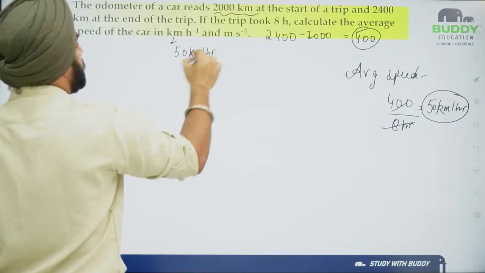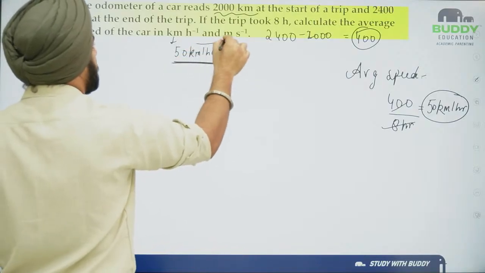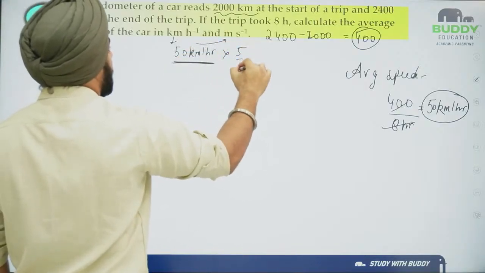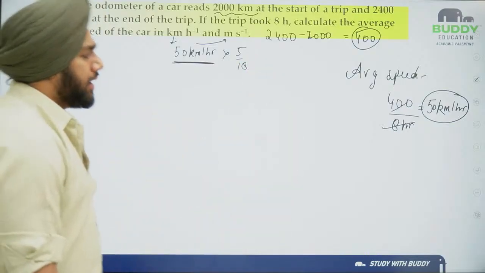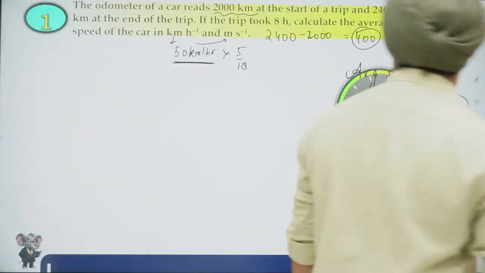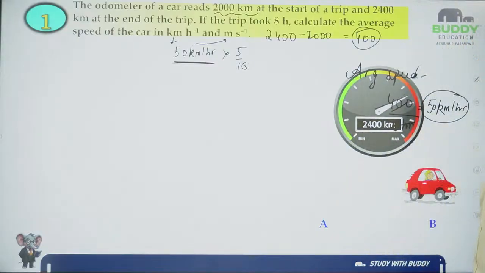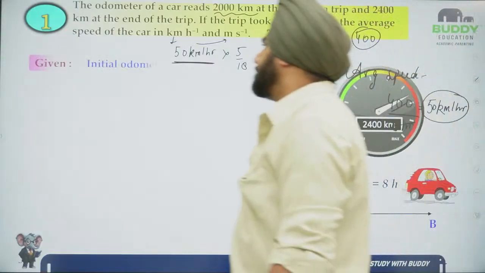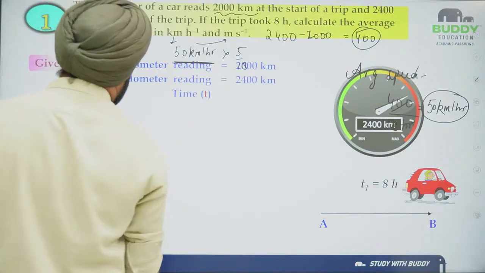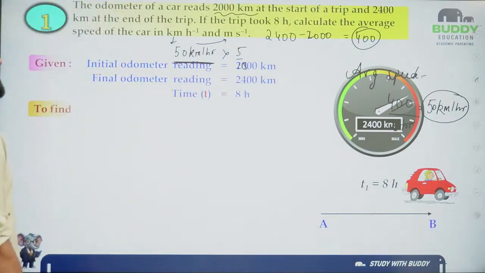And if you want to change this 50 kilometer per hour into meter per second, just multiply it by 5 by 18. What's my point? Okay, let's just check. So there is a car, initial odometer reading is 2000, then final is 2400. Time is 8 hours.